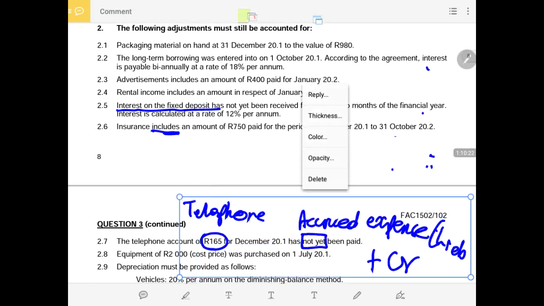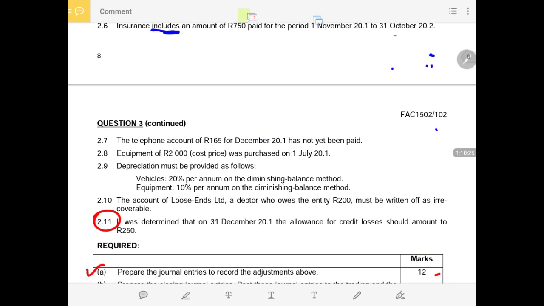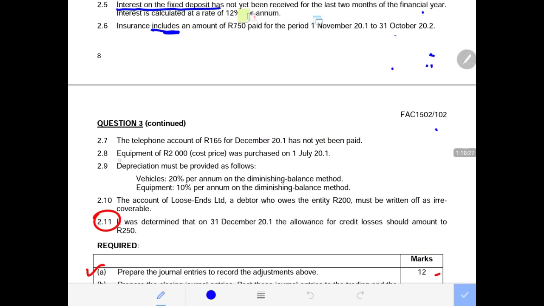The next adjustment is 2.8. We are closing this question. 2.8 says to us that equipment that cost us 2,000 was purchased on the 1st of July 2001. Remember, this transaction was recorded at the date of the transaction. If it wasn't recorded, they should have told us. So now the asset was bought, but why are they bringing this across? Because they want us to calculate depreciation on equipment, of which they said depreciation must be provided as follows.